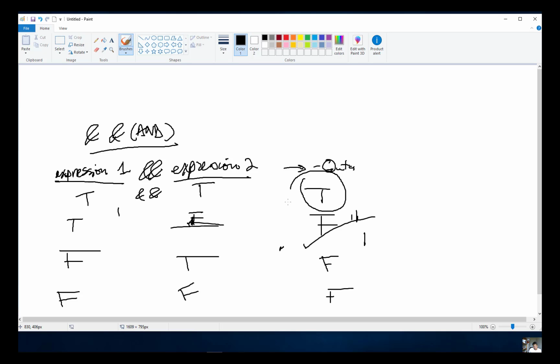So let me ask you this. If my first expression is false, is there a need to even look at the second expression? Because if the first expression is false, don't you agree that this is going to be false? Think about it a little bit. All right? I want you to think about this a little bit. All right. So that's the first part.